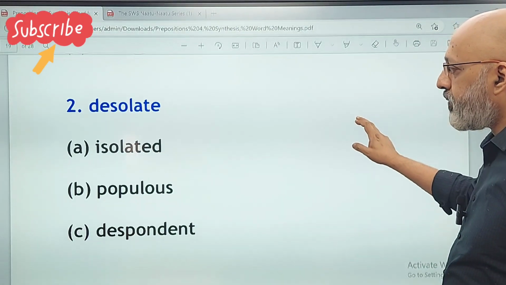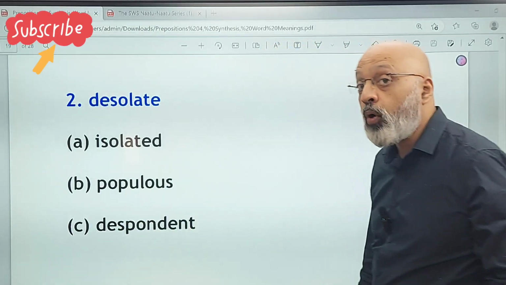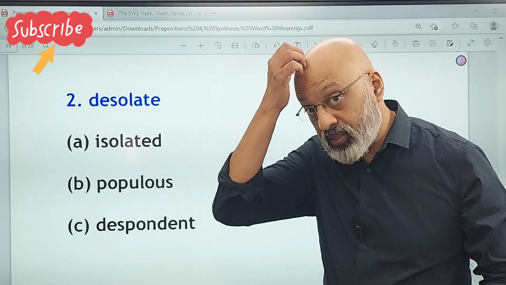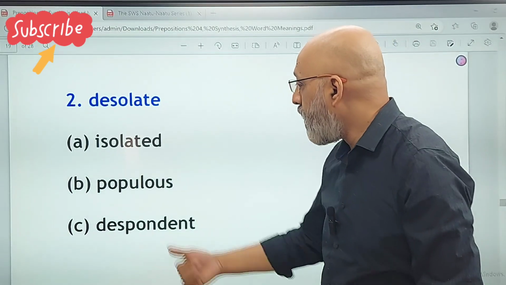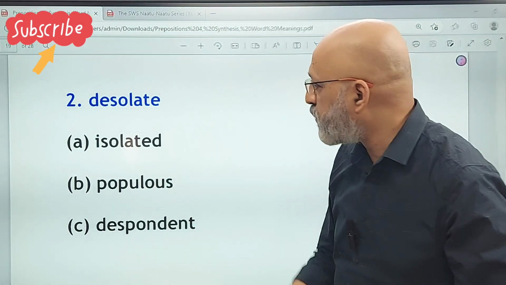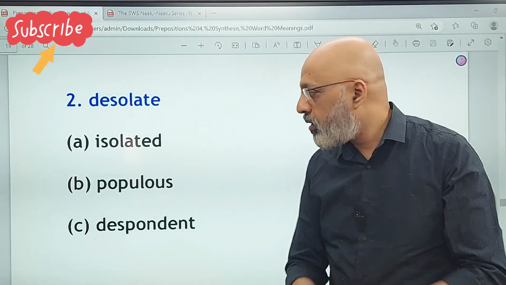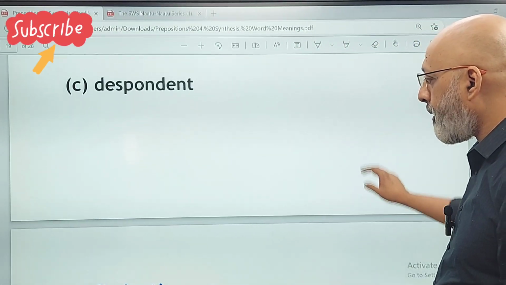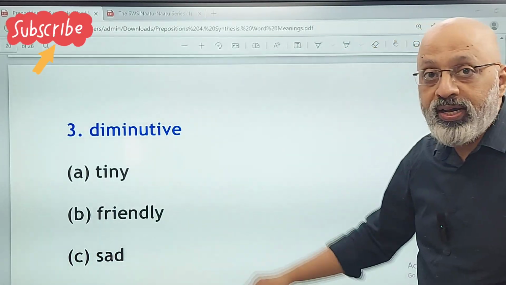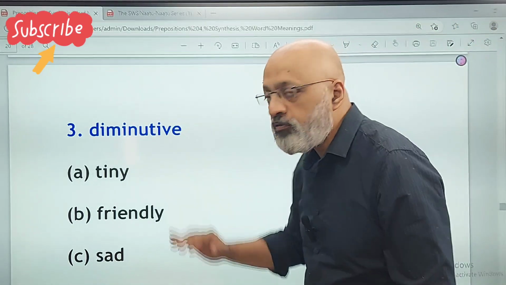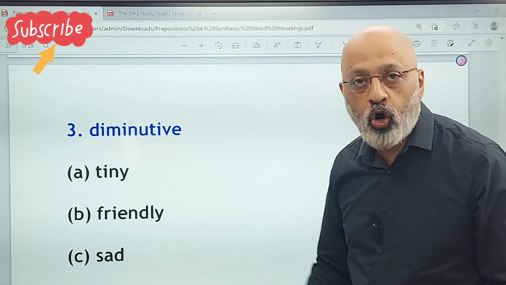Desolate. Desolate का क्या मतलब है? Isolated, populous या despondent. Despondent का मतलब है उदास. Someone who is not in a very happy frame of mind. Populous का obviously to do with population. Desolate का मतलब है isolated, सुनसान जगह. So remember this. Diminutive. Is it tiny? Is it friendly? Or is it sad? Diminutive means someone who is very tiny. So option A, not friendly, not sad.